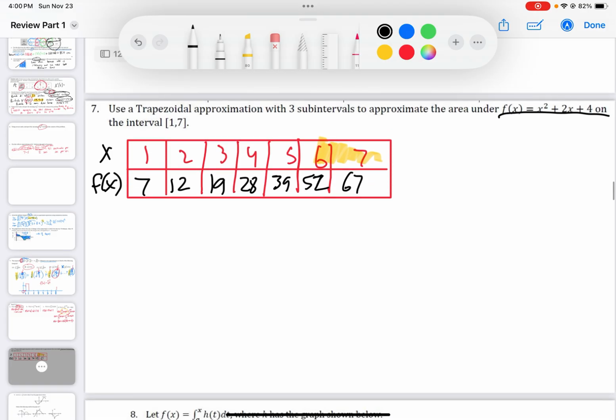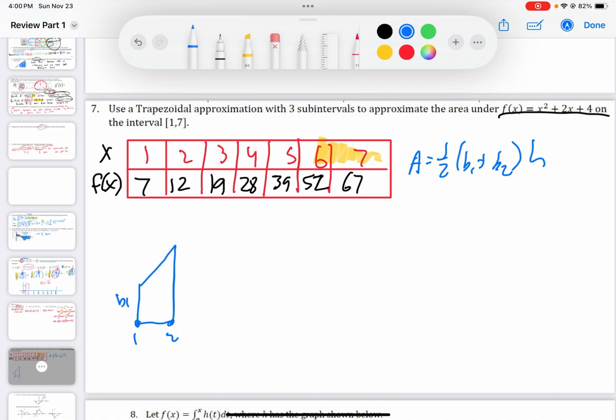All right, so trapezoidal sums, 3 subintervals. So the trapezoids are kind of weird. We have to remember that the area is equal to 1/2 base 1 plus base 2 times the height. And these trapezoids, if I'm looking at my points, this is when x is 1, when x is 2, I get a height of 7 and a height of 12. So this is base 1, this is base 2, this is the height.